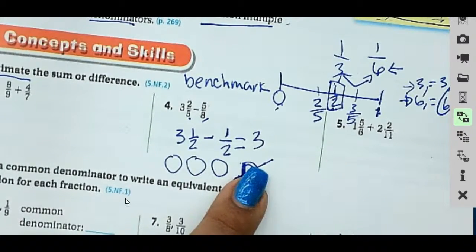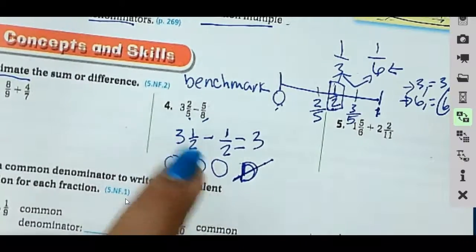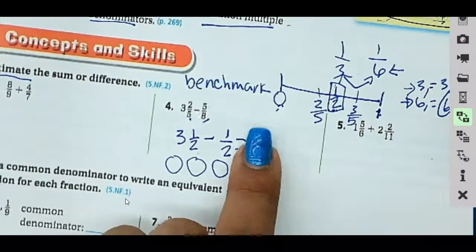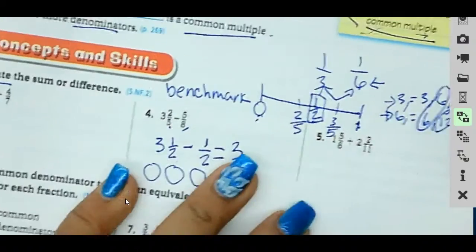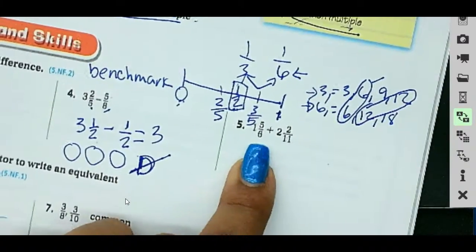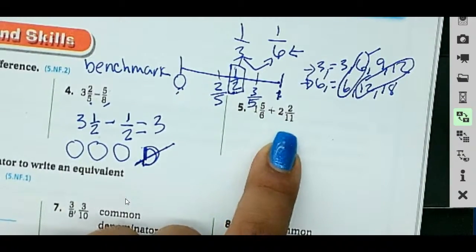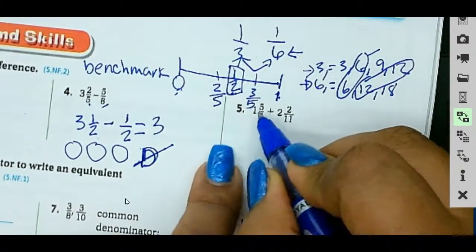Estimating is meant to make things easier. It's something that you can do in your head by an educated guess. And to make our educated guess, we're rounding off our fractions to either 0, half, or 1. So let's try it with number 5. Number 5, we have 1 and 5/6 plus 2 and 2/11. So let's start with number 5.